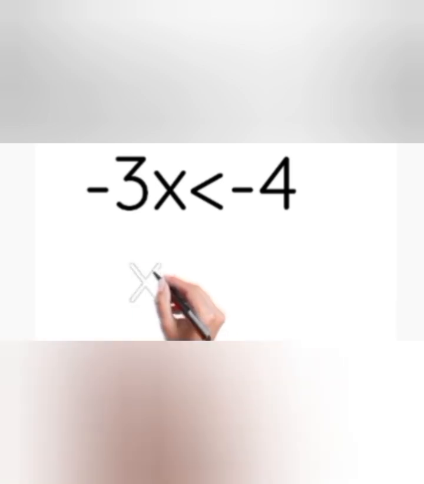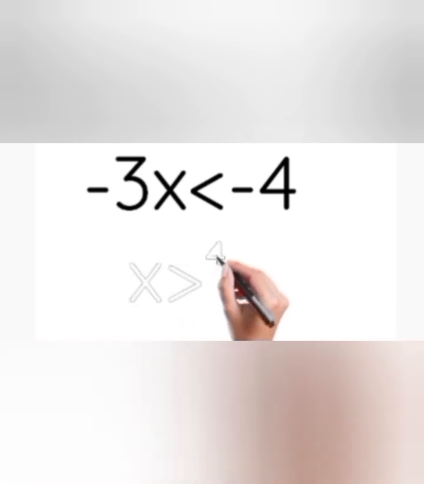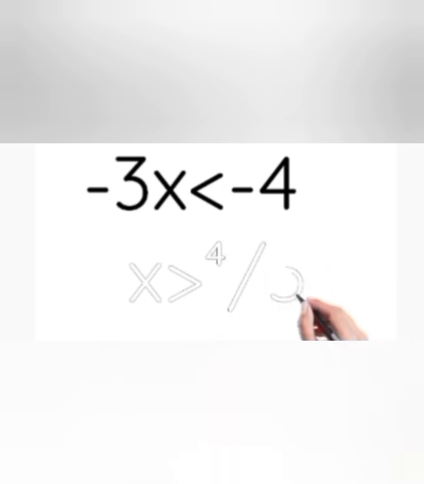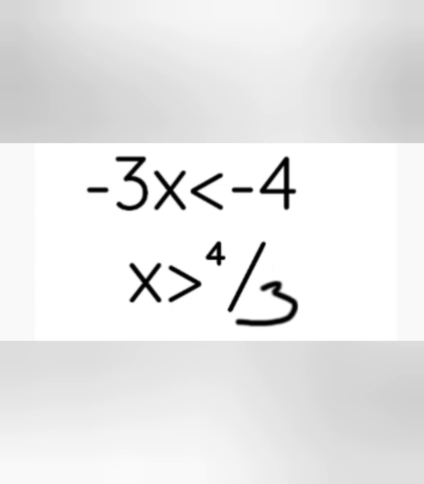So we shall divide by negative of 3, then we get x on this side, and on the other side we get 4 over 3. So we shall say our answer is x is greater than 4/3. Remember, we changed the direction of our sign of inequality because the coefficient of x is negative. That point is on. I think it is well understood.